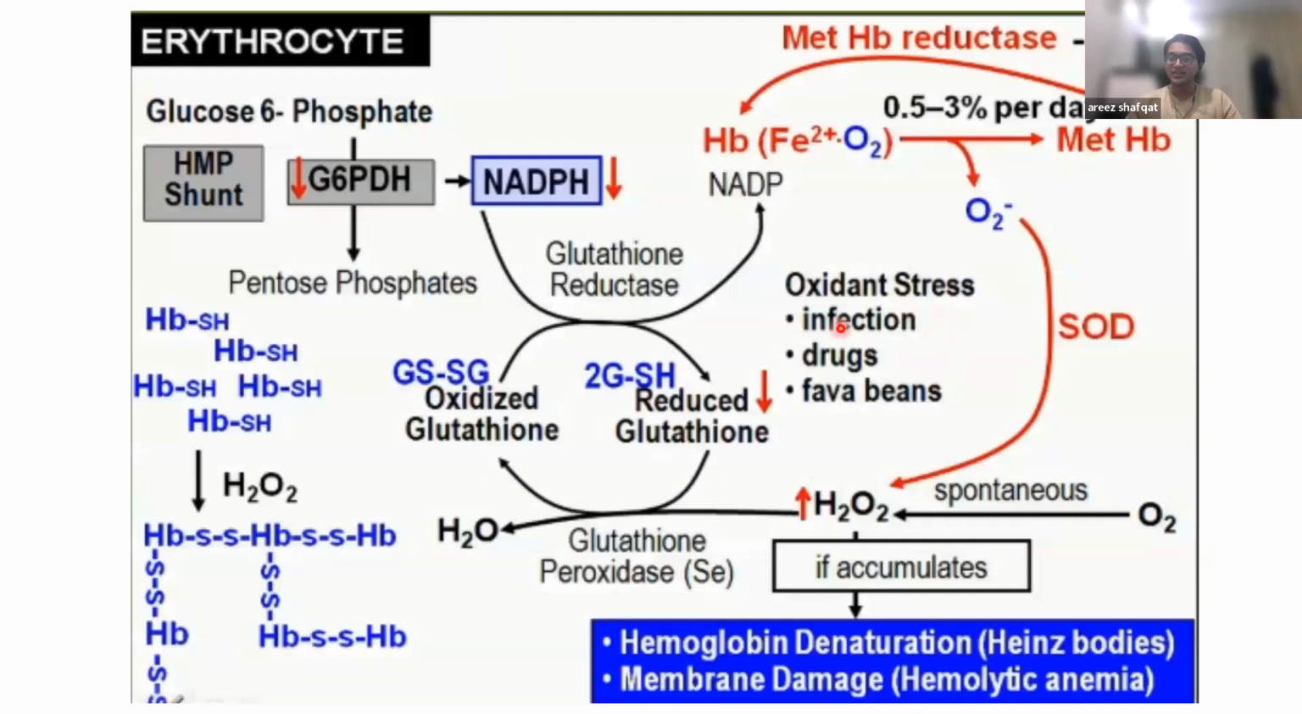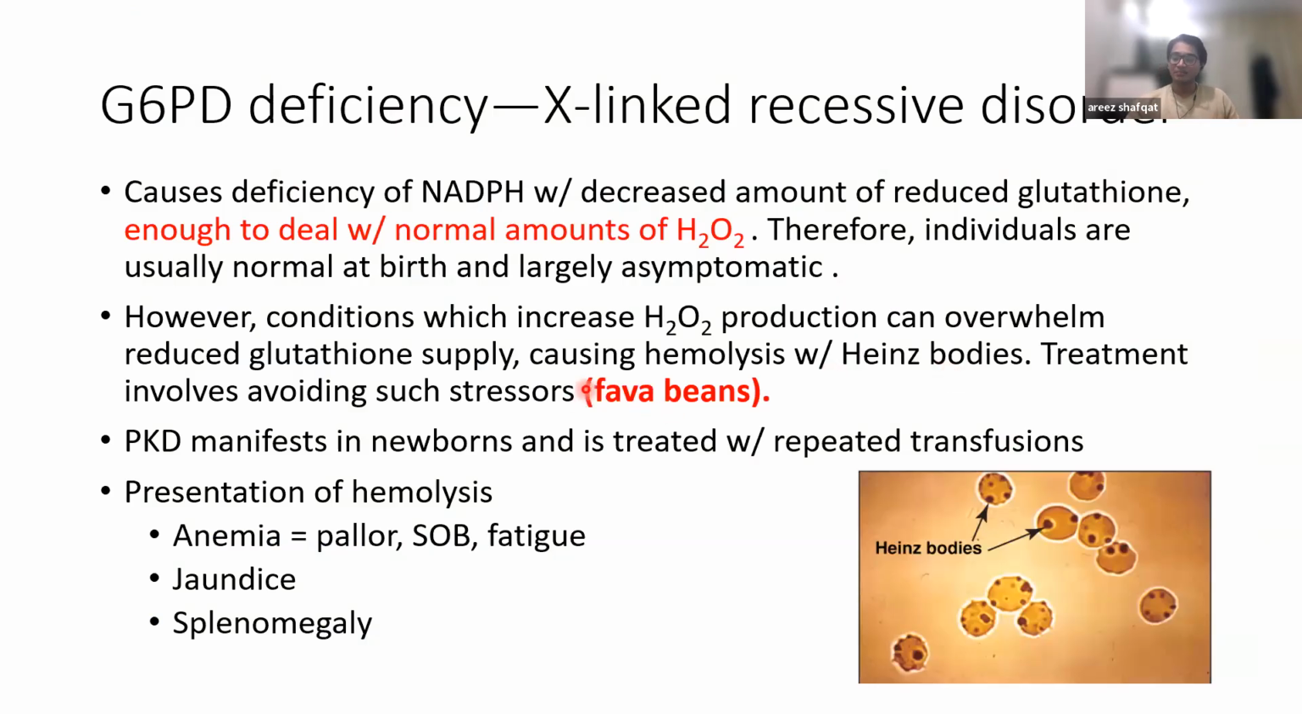Certain infections can increase it. Infection is a stress response, right? And in a stress response, free radical generation and superoxide generation is increased. And so these infections will increase the amount of hydrogen peroxide. Certain drugs that you learn in second year will also increase the amount of hydrogen peroxide. The one thing you have to remember is fava beans, right? Fava beans, people consume them in the Mediterranean region quite a bit, and they actually increase hydrogen peroxide production.